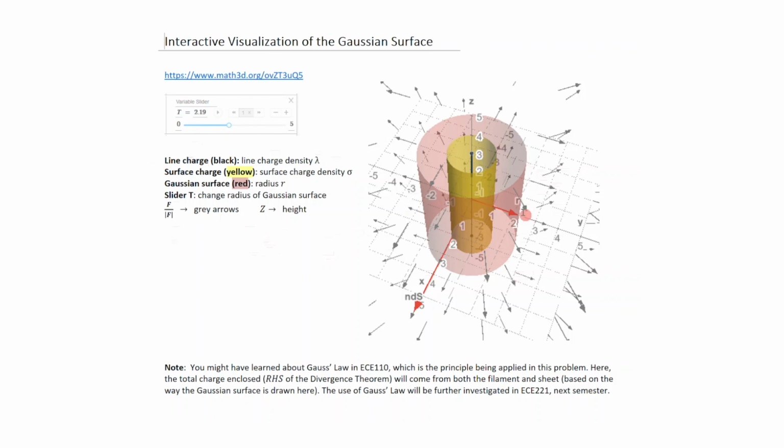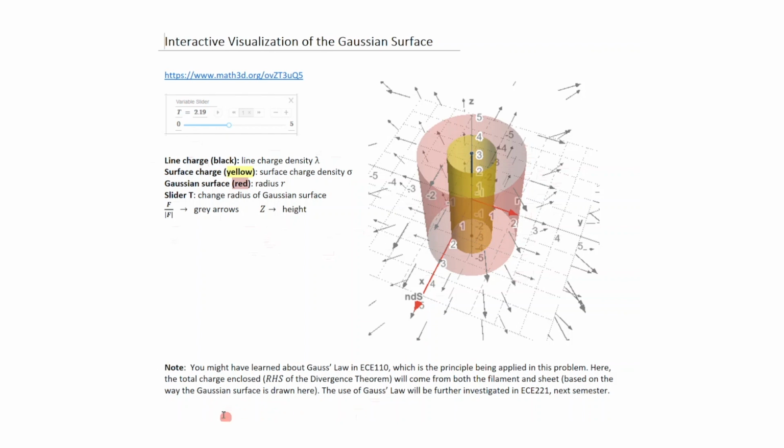If you want to play with this, you'll see the Gaussian surface goes in or out. For instance, at this point, the total charge enclosed would be everything on the filament and everything on this surface. If you bring this in and go inside this radius of r, then the total charge enclosed will no longer include the component due to the cylindrical surface. It'll only include the component due to the filament.